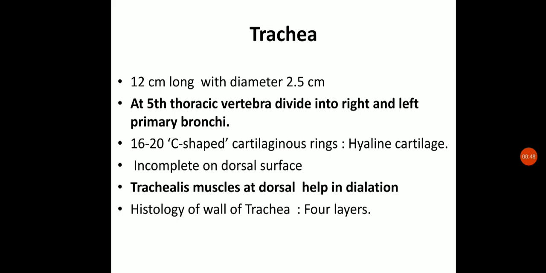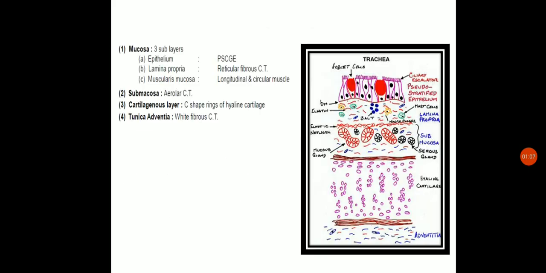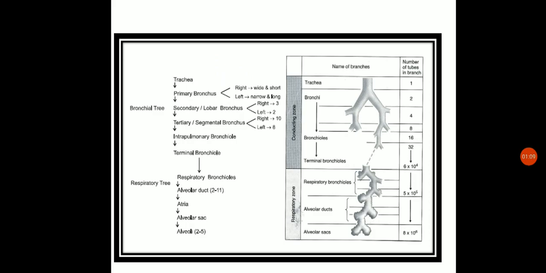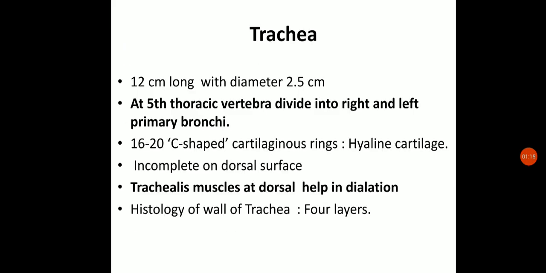It is present in the complete length of the neck, up to the middle part of the thoracic cavity. So it starts from the beginning of the neck and goes to the middle of the thoracic cavity, at the level of the fifth thoracic vertebra, where it divides into the left and right primary bronchi. You can see over here, the trachea dividing into the left and right primary bronchi.